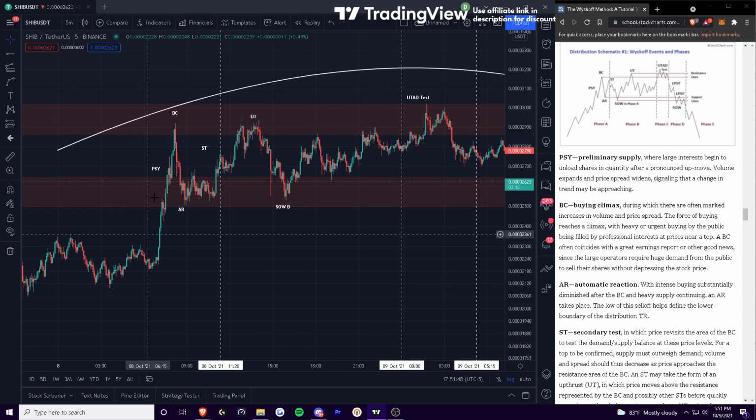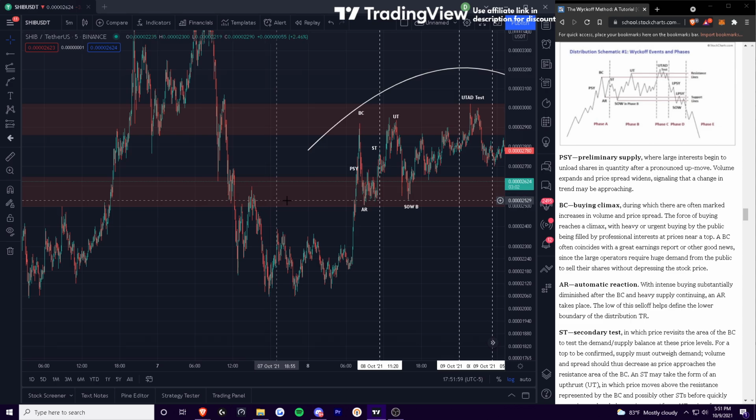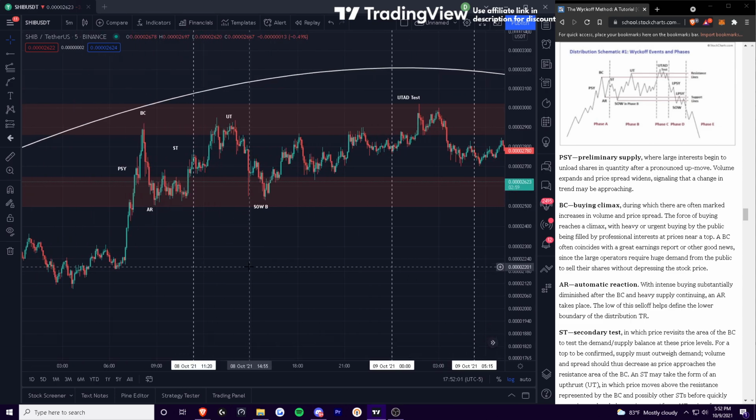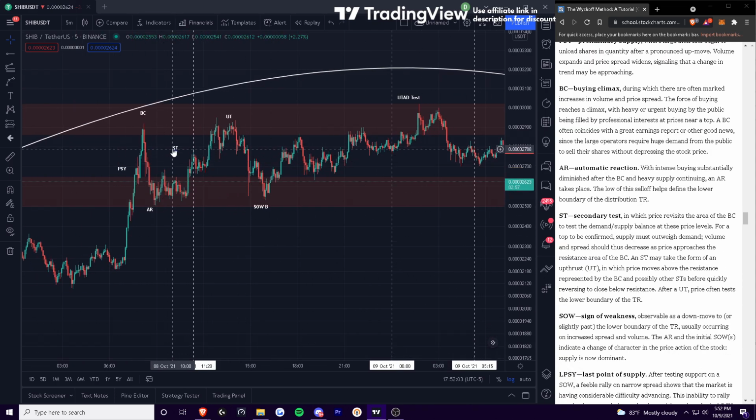So you have this big peak into this supply zone. Yeah, supply zone. And then boom, you come down, you automatically react, and you come down to this other liquidity zone from the previous schematic. You have a secondary test, which is right here.